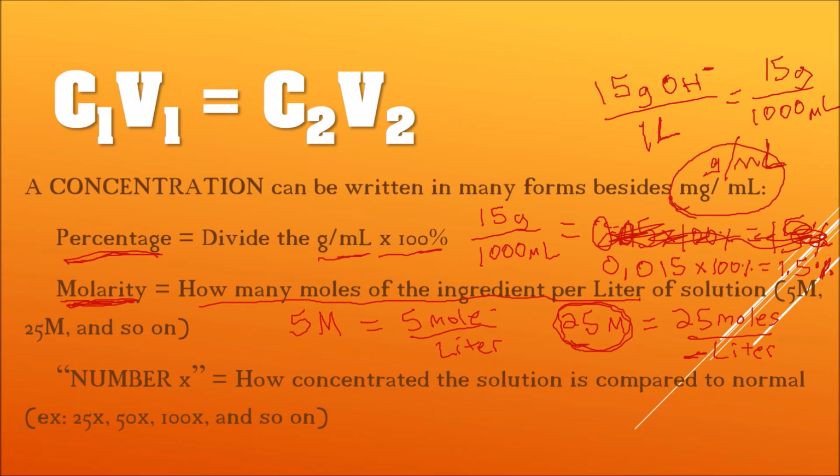Also, you could have a number x, like 5x, 25x, 100x. If you see that, that is a way to write a concentration, and that's just how many times it's concentrated more than normal, more than what you're going to need. So usually when you're diluting these, when it comes down to x's, you're going to want to dilute it down until it's 1x. That would be the concentration in your dilution. Not all the time, but a lot of times.